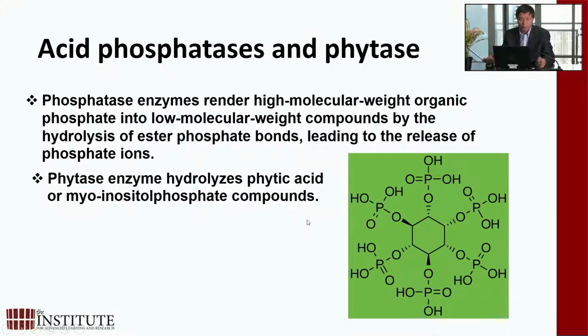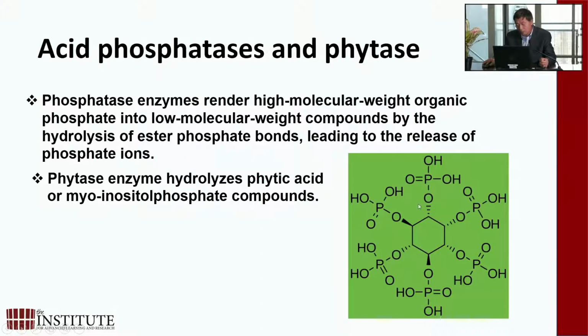So we also want to check if this bacteria can hydrolyze organic phosphate. So acid phosphatase and phytase: this phosphatase enzyme hydrolyzes these ester phosphate bonds, releasing phosphate ion.